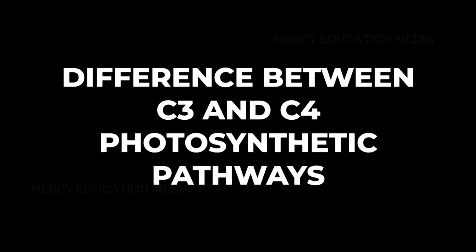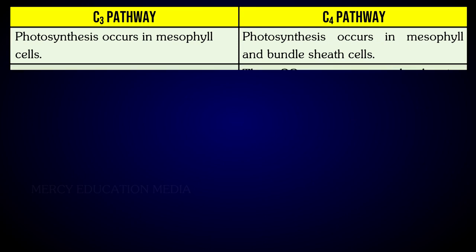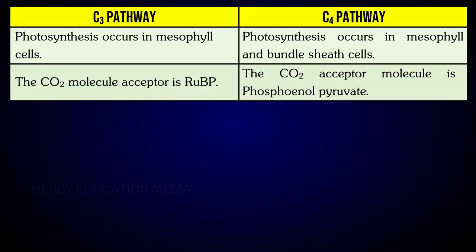Let us know the differences between C3 and C4 photosynthetic pathways. In C3 pathway, photosynthesis occurs in mesophyll cells. In C4 pathway, photosynthesis occurs in mesophyll and bundle sheath cells. In C3 pathway, the carbon dioxide acceptor molecule is RuBP. In C4 pathway, the carbon dioxide acceptor molecule is phosphoenol pyruvate.